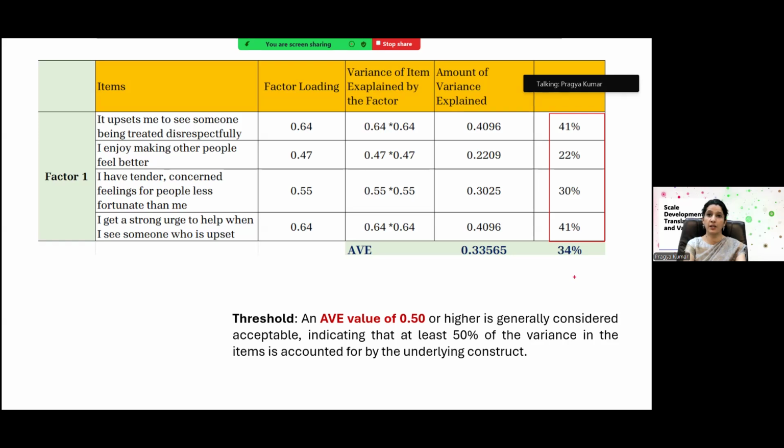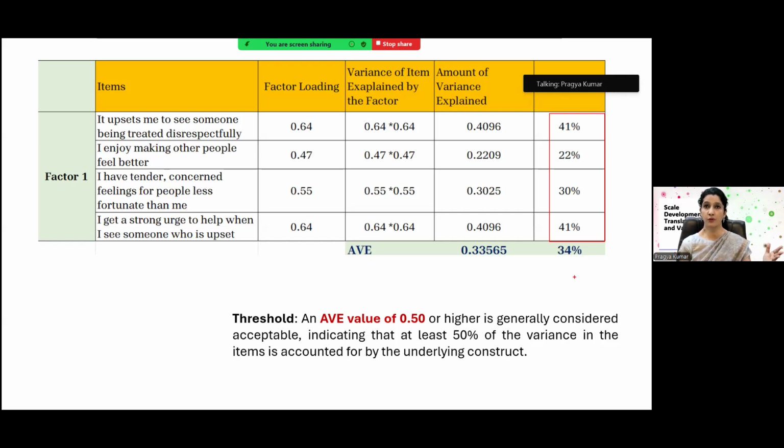But the threshold is, it should be at least 50%, means 0.5 or higher. That means if the variance is more than 50%, then only you can say that there is a convergent validity. So with this indicator, you can say that they are not convergent. So the convergent validity is not there in this construct.